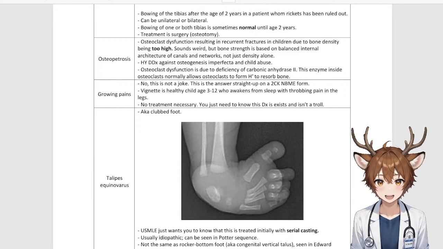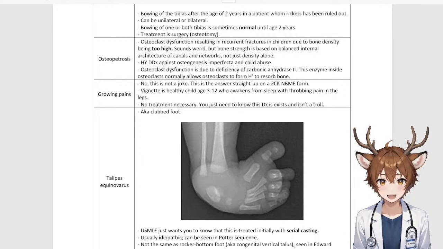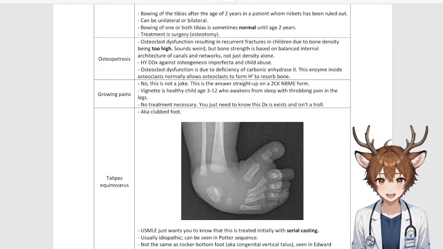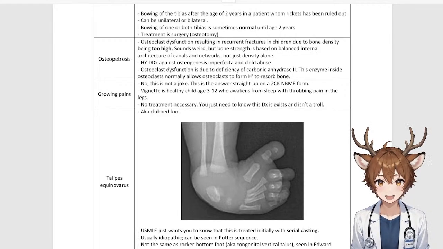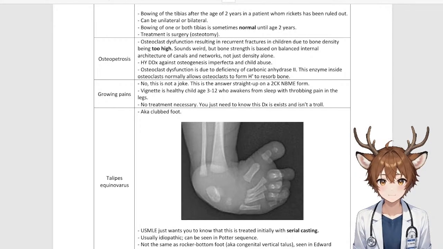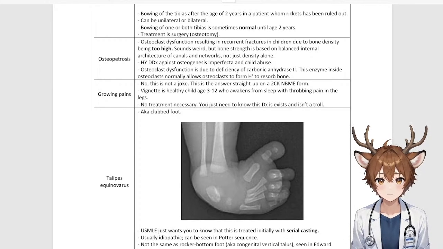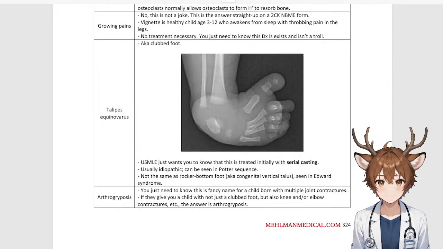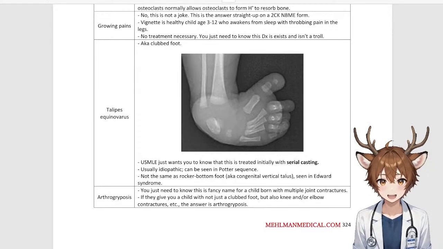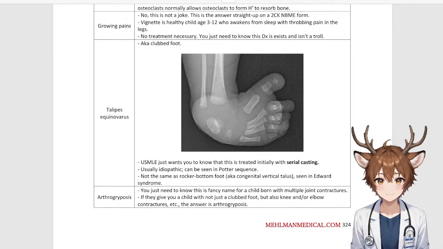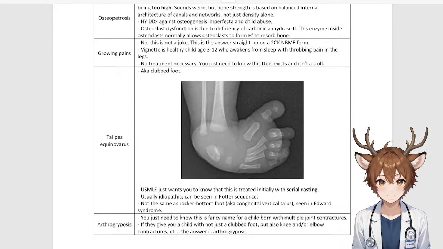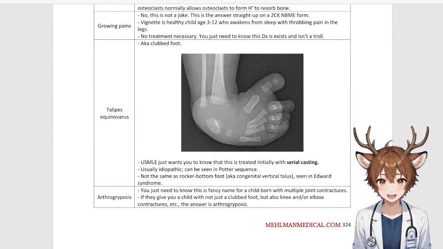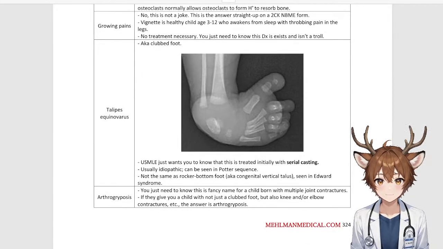Right, and then I think it has an elevated risk for fractures, resulting in recurrent fractures due to bone density being too high. Yeah, exactly. So it's kind of counterintuitive. You think, well, why would it break so often? It's like, well, because it's not supposed to be that dense, basically. For lack of a better description I can give you.